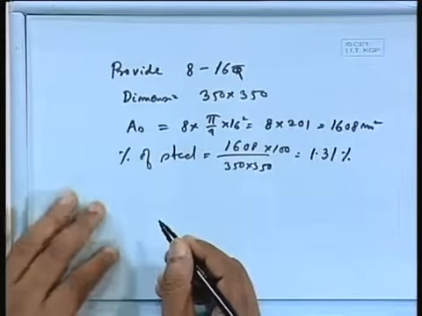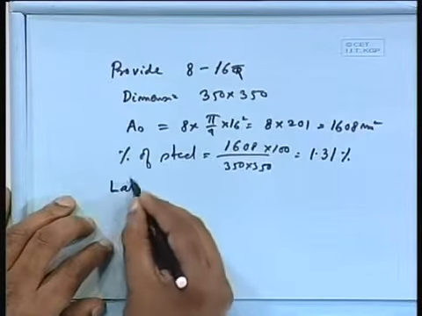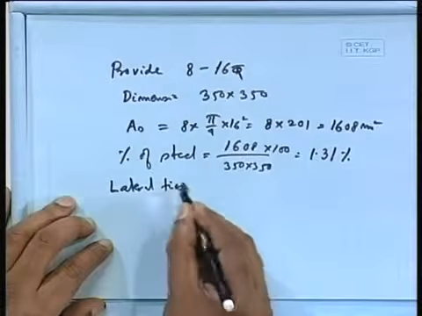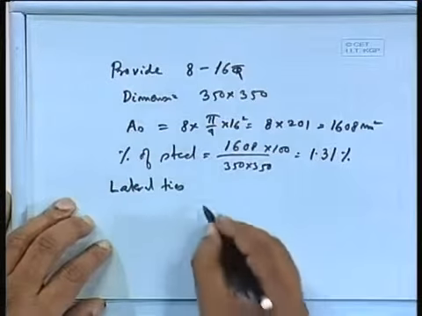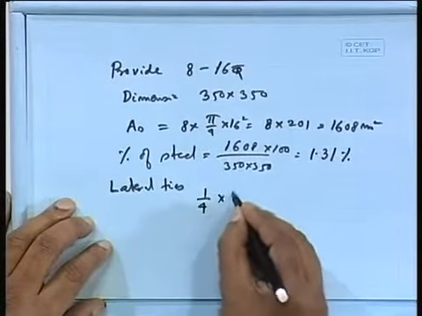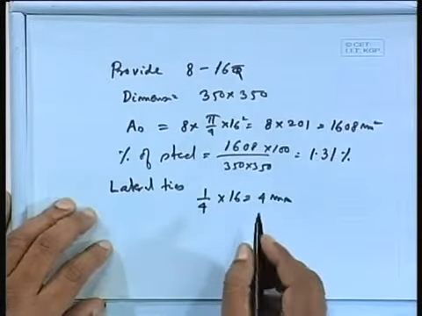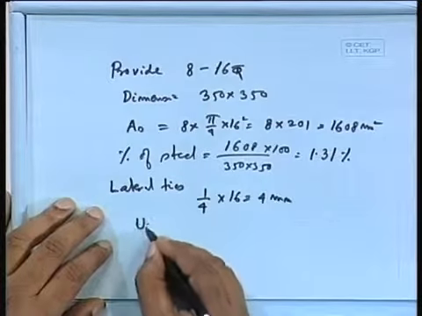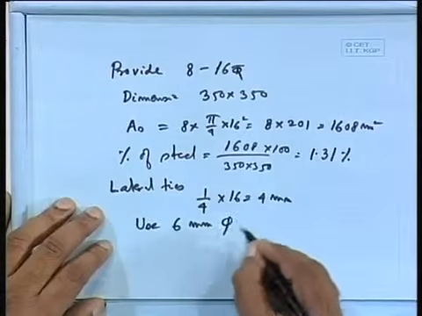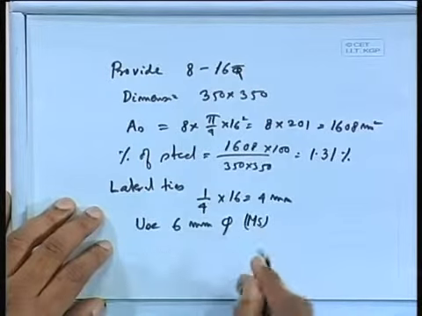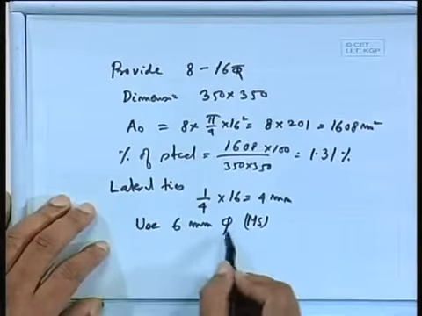What about then lateral ties? We can say 1/4 of 16, but there is no such bar. 1/4 times 16 is 4 millimeter, and there is no such bar of 4 millimeter. So use 6 millimeter, and that one will be phi, that is mild steel, because 6 millimeter torch steel is not available. Torch steel is available only from 8 millimeter. So we can provide 6 millimeter.